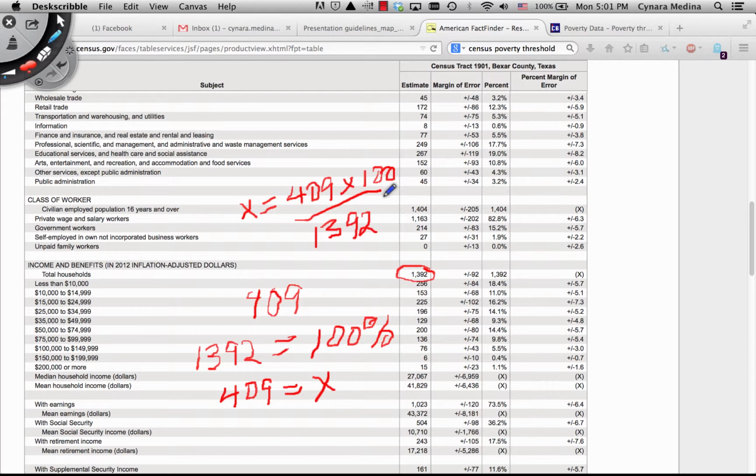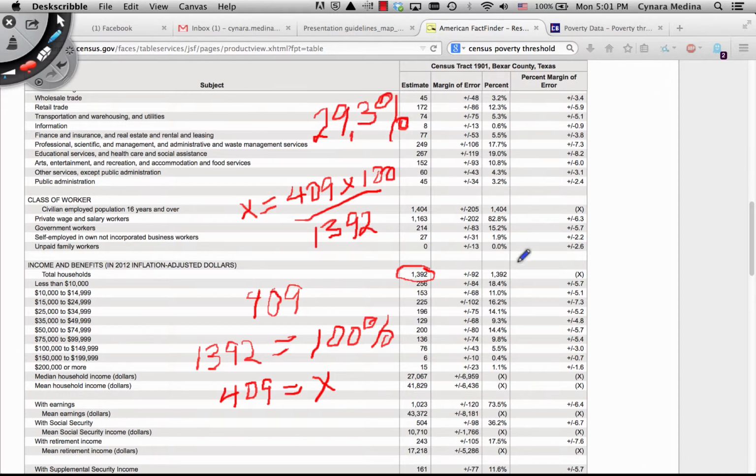And I get for this particular census tract that 29.3% of the population is below the poverty line. And that's how you do that calculation.